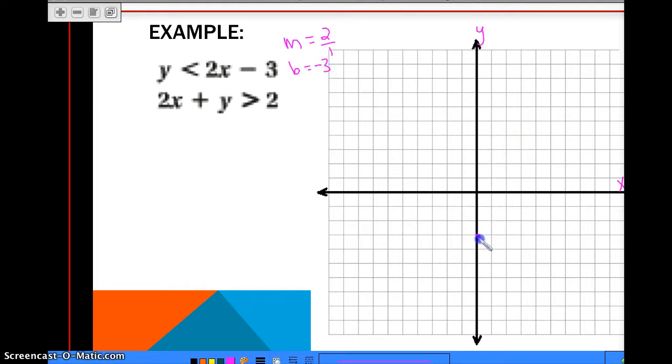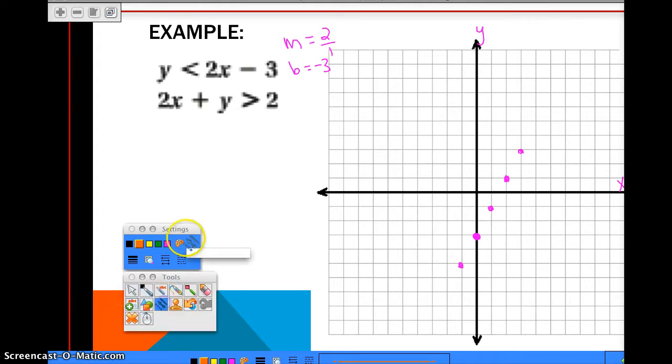Starting at negative 3, which is right here, I go rise 2 to the right 1, rise 2 to the right 1, or I could go down 2 to the left 1. It does not have the equal sign, so that means we're going to connect it with a dotted line. So grab your straight edge. We need it to be dotted. And go ahead and draw it all the way through your graph from end to end. Don't forget to label it: y equals 2x minus 3.